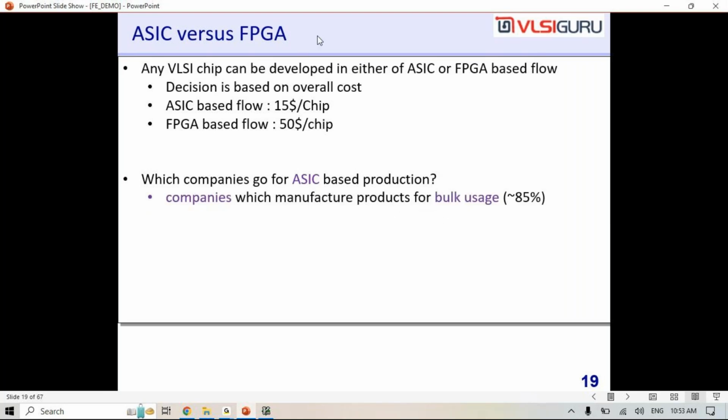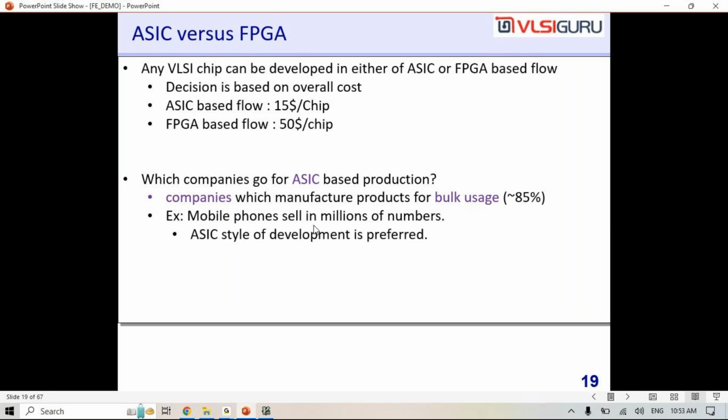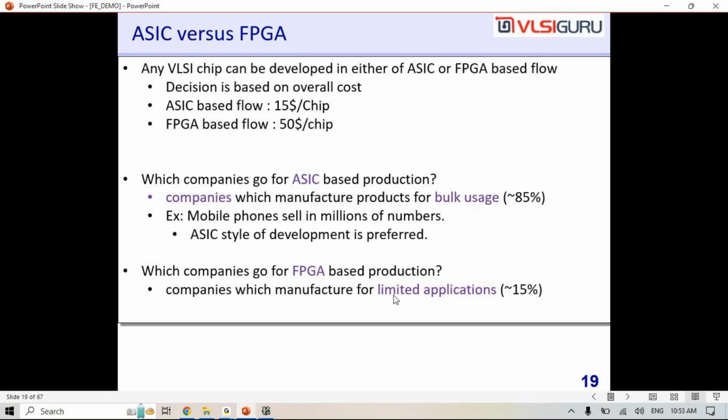Which companies go for ASIC based production? Companies which manufacture products for bulk uses. Example, mobile phones sell in millions, right? Millions of numbers. ASIC style of development is preferred. Which companies go for FPGA production? Companies which manufacture for limited applications. Example, hardware used in flights.